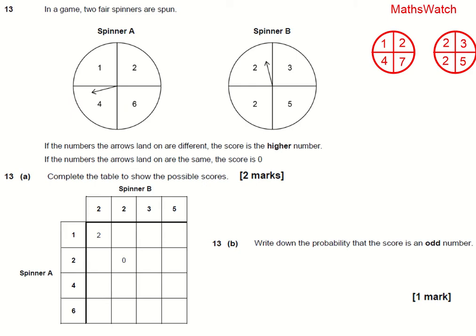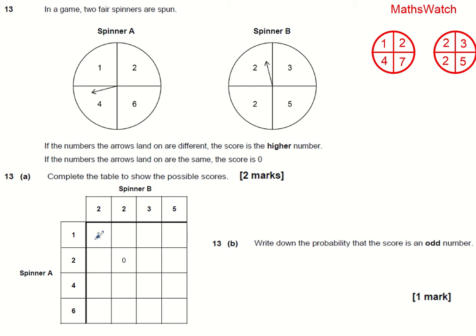In a game, 2 fair spinners are spun. Spinner A has 1, 2, 4 and 6 and spinner B has 2, 2, 3 and 5. If the numbers the arrows land on are different, the score is the higher number. If the numbers are the same, the score is 0. We need to complete the table to show the possible scores. Each of these squares represents one game.